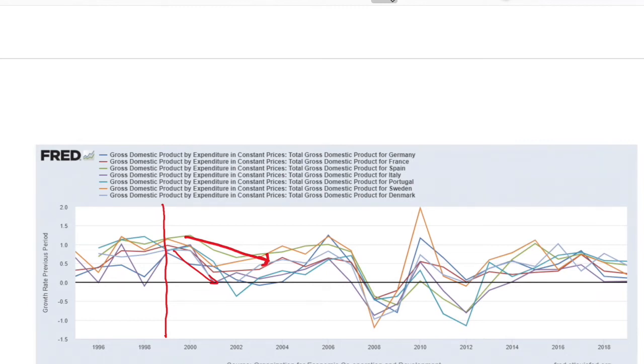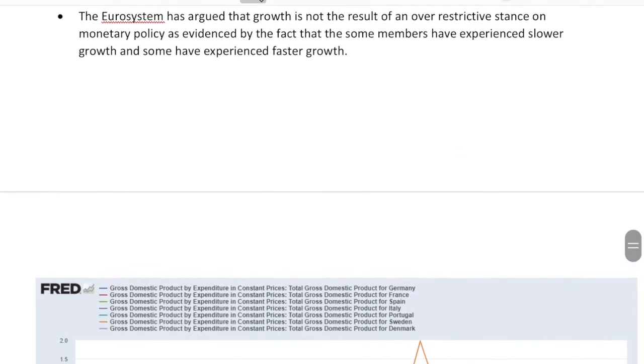But what the European Union is saying is, well, it can't necessarily be overly restrictive monetary policy, because if that was the case, then everybody would see significantly lower growth, and that would not happen. Right here with this orange country, that seems to show that growth is increasing. So that would be Sweden. Yeah, so that's the European Union's argument. Okay.